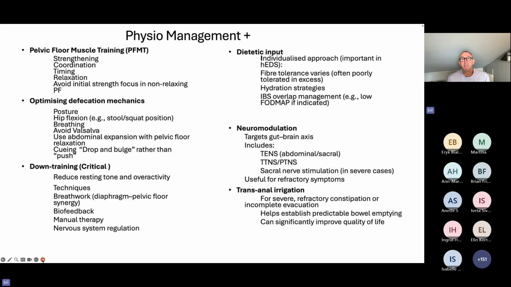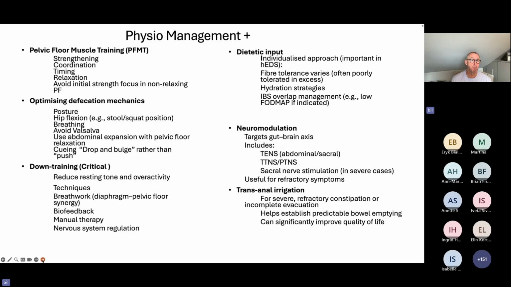So physio management, what does it look like? I think pelvic floor muscle training is going to be strengthening, coordination, timing and relaxation. So it's like, what does the pelvic floor contraction look like? And using things like digital exam, but also transabdominal and transperineal ultrasound to look at the movement of the pelvic floor, the contraction and the relaxation.